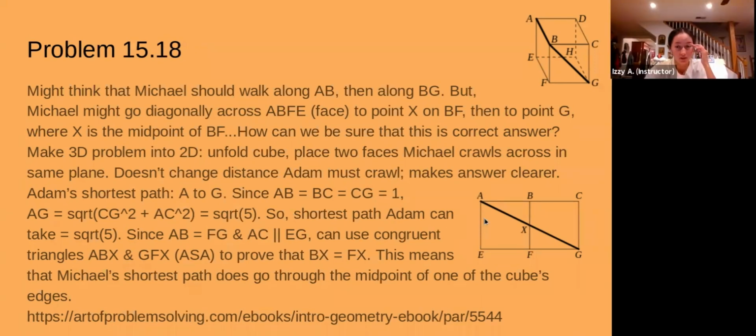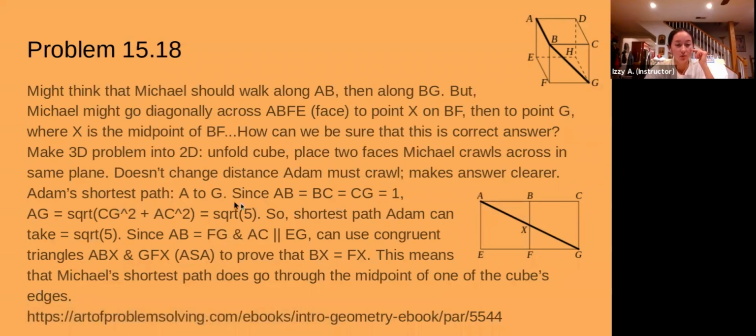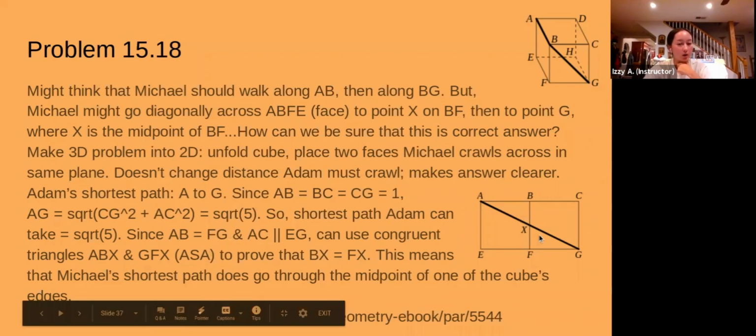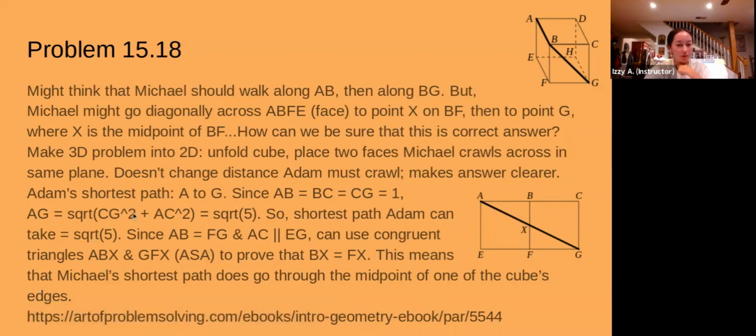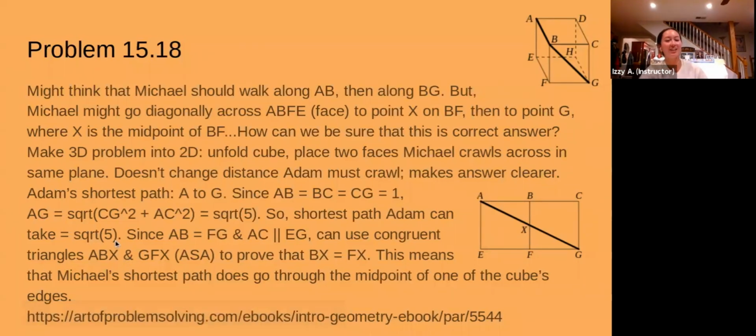So the shortest path, that would be A to G, we would figure out this is square root 5 because AB is equal to BC, which is equal to CG. That's equal to 1. So you would have done the Pythagorean theorem. You get the square root of CG squared plus AC squared, and that's going to be square root 5. So the shortest path Michael can take is square root 5.